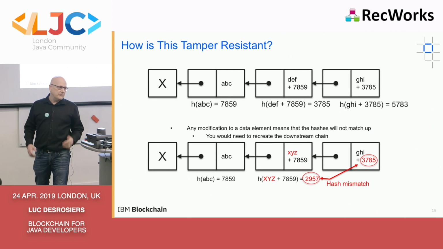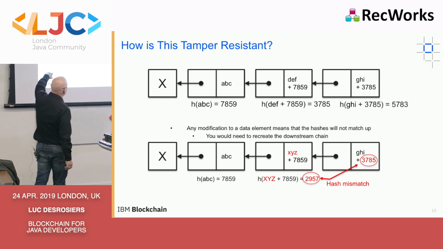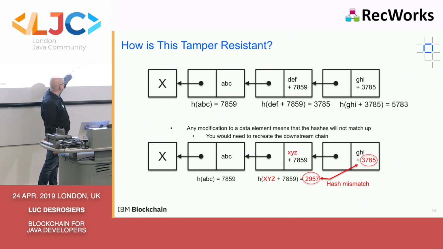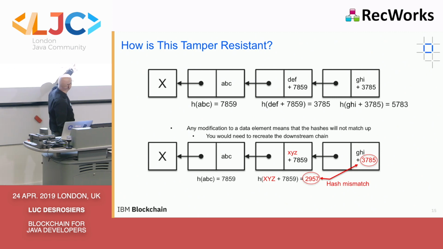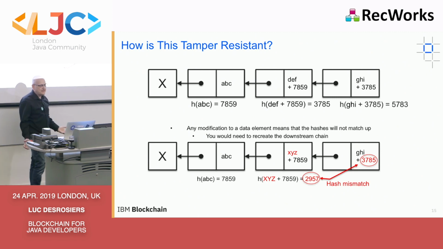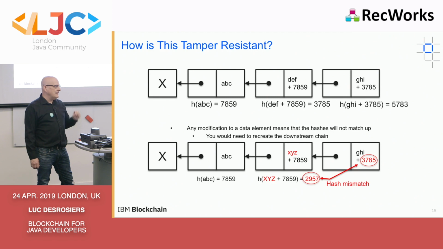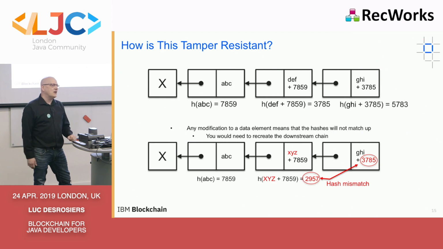So how is that tamper resistant? Well, if you think about it, if I decided I'm Eve, and I'm going to eavesdrop and change the value, so now it's not DEF anymore, I'm going to put XYZ. I'm going to get a hash mismatch, right? Because now this value is going to give me 2957, which doesn't match that value anymore, so I've detected a change in the hash chain. Again, these are very basic, and if you've been there, you'll know that. But that's essentially the concept that makes up blockchain. So far, so good.